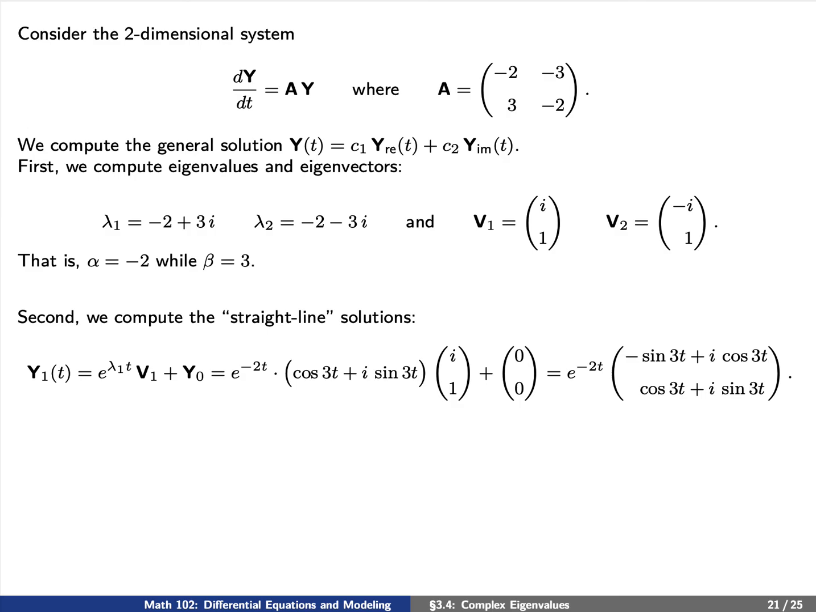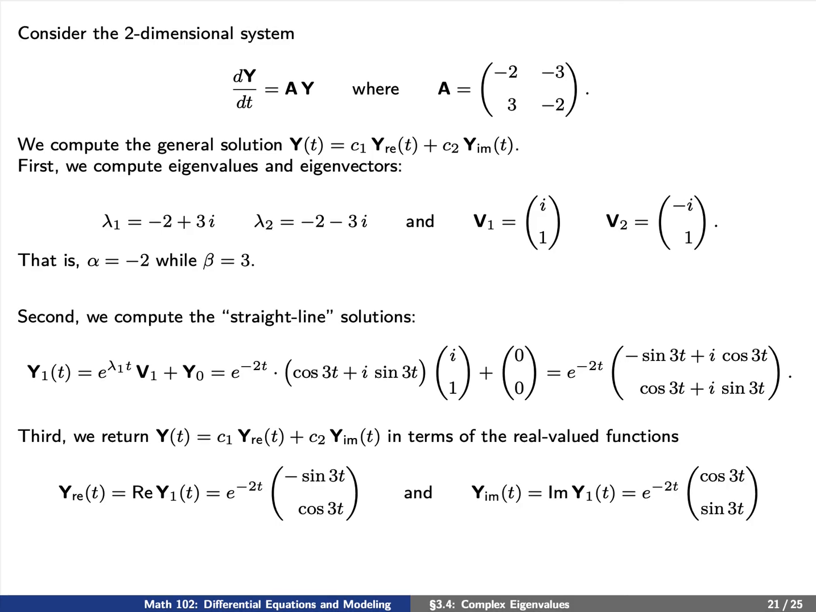Second, we'll compute the straight line solutions. That is, capital Y sub 1 equals e to the lambda 1 t times the eigenvector v sub 1 plus the equilibrium point y sub 0. Here, we'll remember that e to the lambda t we can express in terms of Euler's identity, and we find e to the -2t times cosine 3t plus i sine 3t. We'll also plug in the eigenvector i, comma 1, and we'll plug in for the equilibrium point just the origin, 0, comma 0.